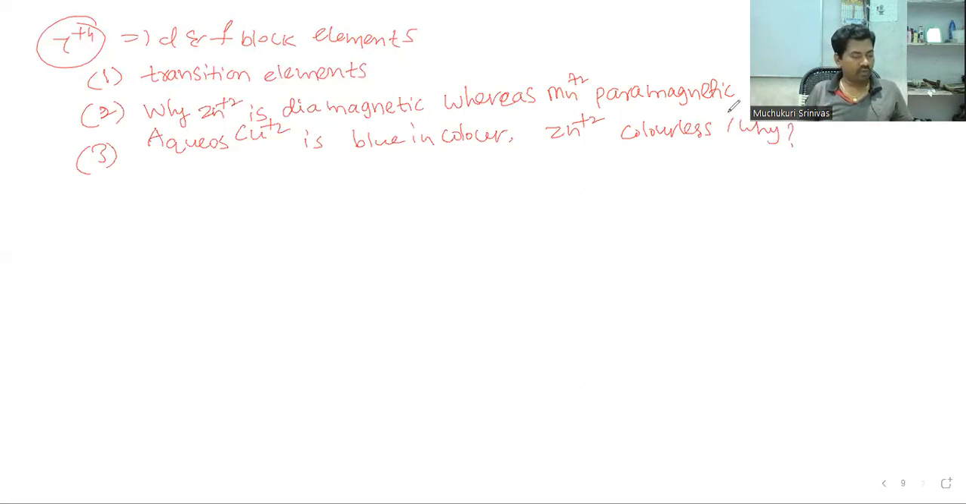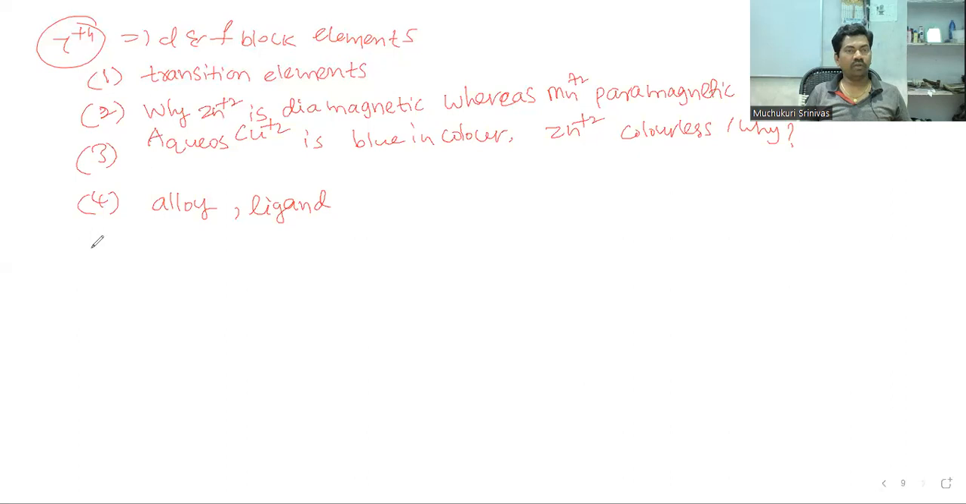The next, what is an alloy? Give an example. The next, what is a ligand? Give an example.